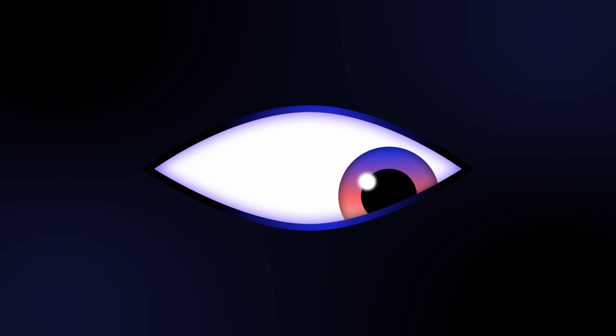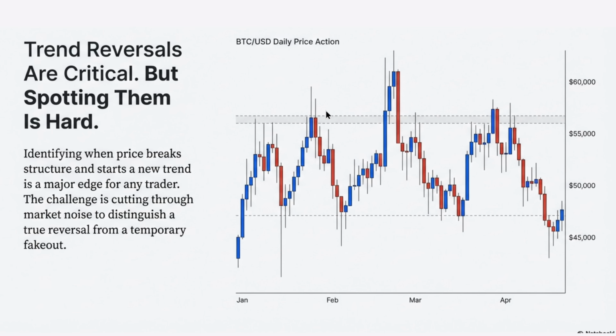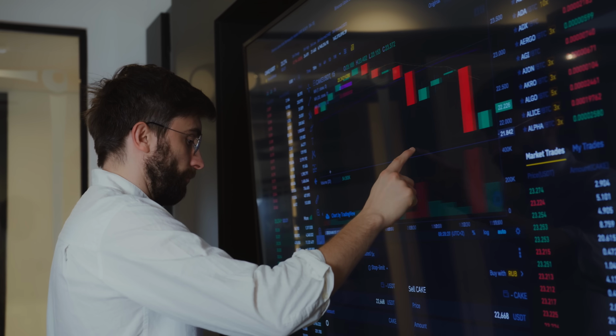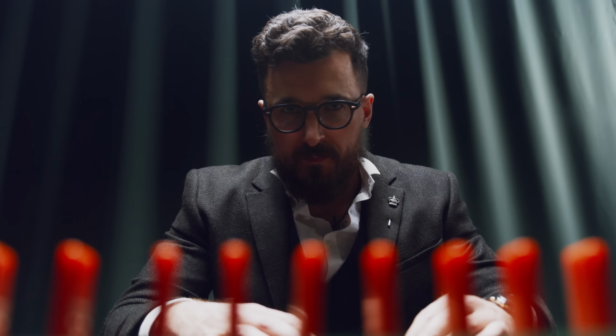If you're serious about trading, the hardest part isn't riding a trend. The hardest part is knowing when that trend is about to flip. Because the market doesn't send you a memo. It turns quietly, it breaks structure, and by the time most people realize what happened, they're already chasing the move.